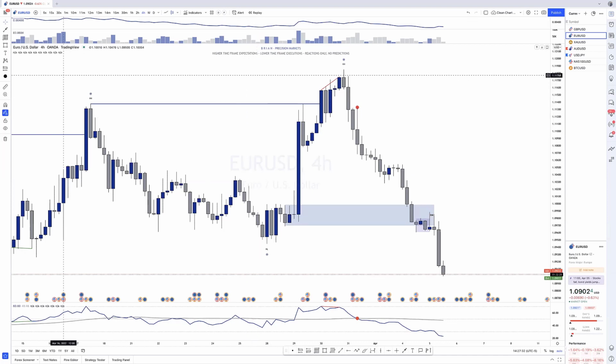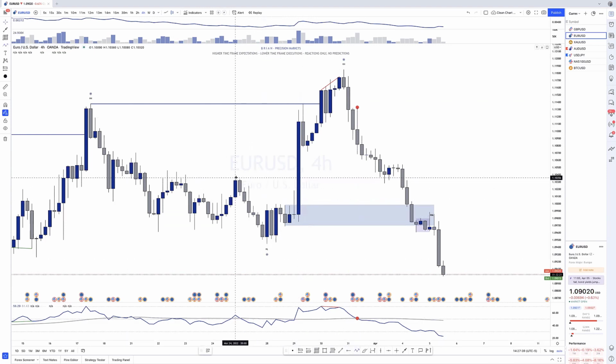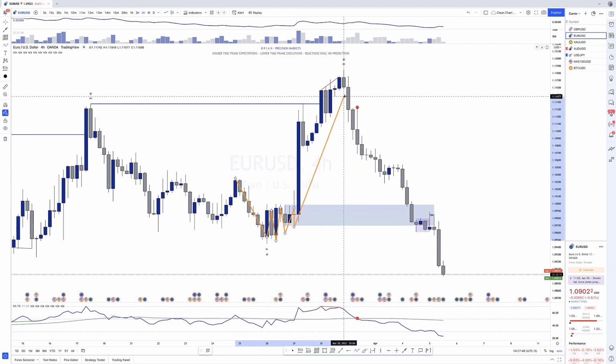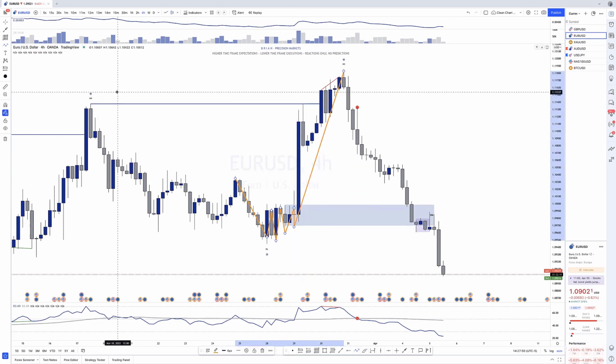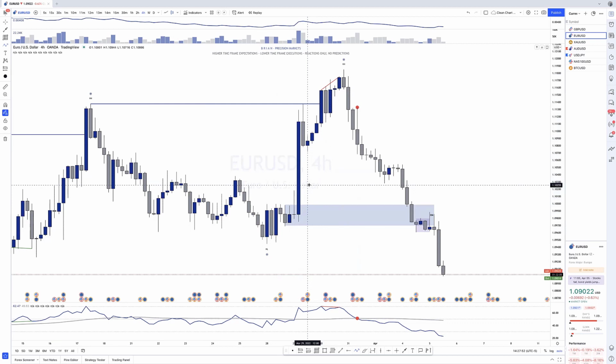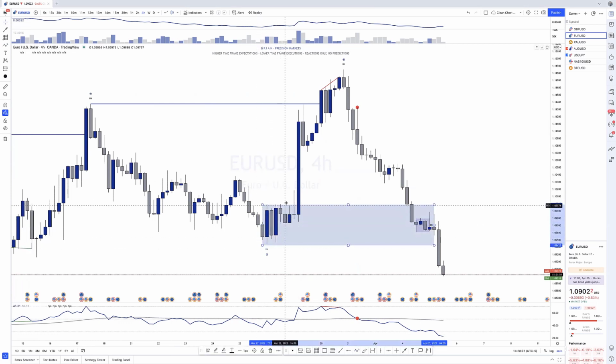The way I looked at this was that online, when you see people say rally-base-drop or drop-base-rally, this would have been considered drop, this would have been considered base, so I would have taken this as a whole demand zone, and this would have been considered rally. So this is drop-base-rally. But for us, I would have considered this whole range of candles just to be our demand.